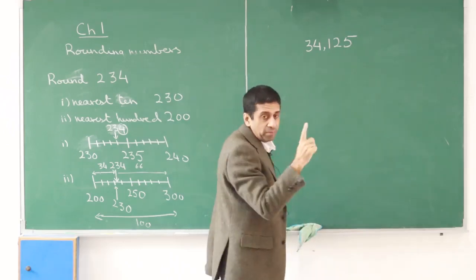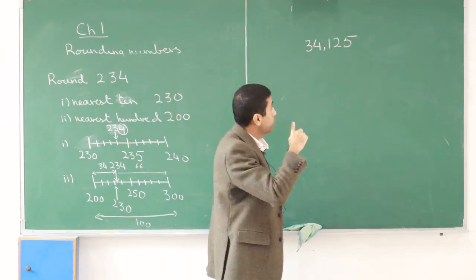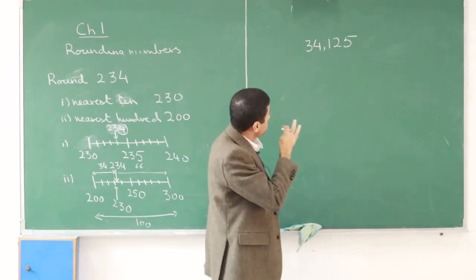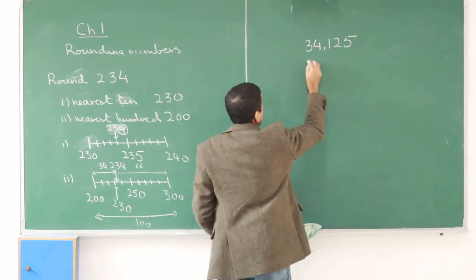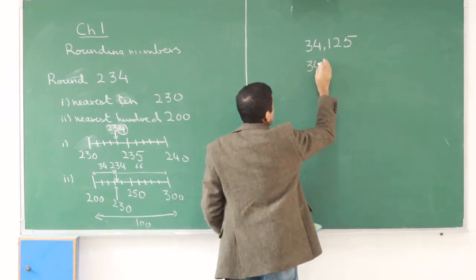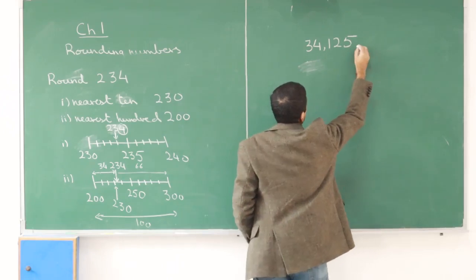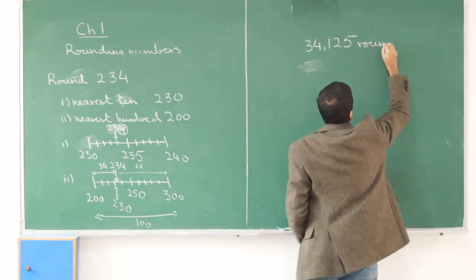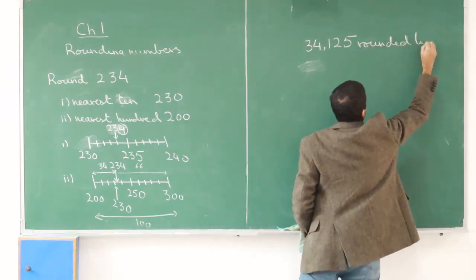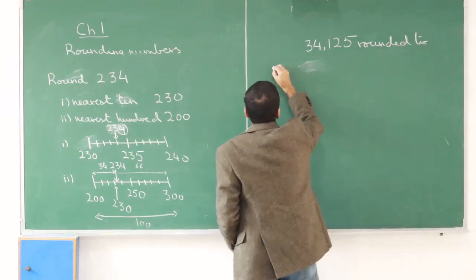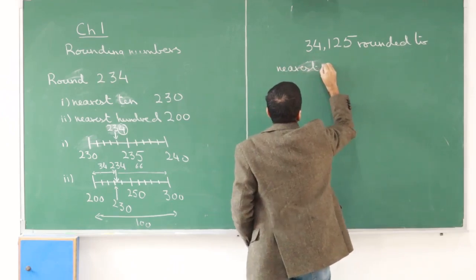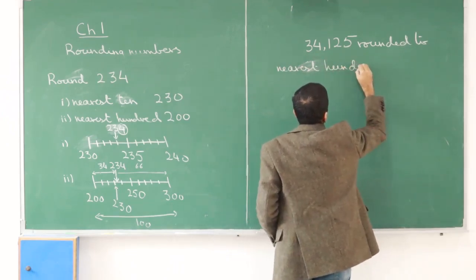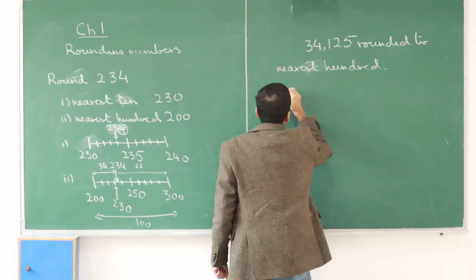So we can use your algorithm. Can you look at the middle? Yeah. So use your algorithm. What's the answer? 34,100. Yeah, the algorithm says if you want to approximate, rounded to the nearest 100, right?